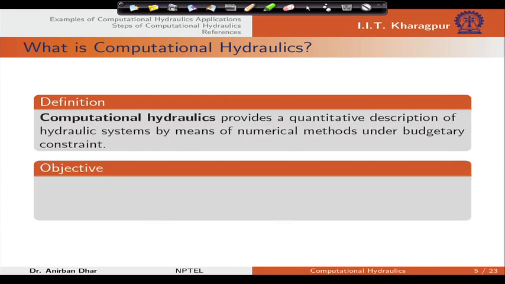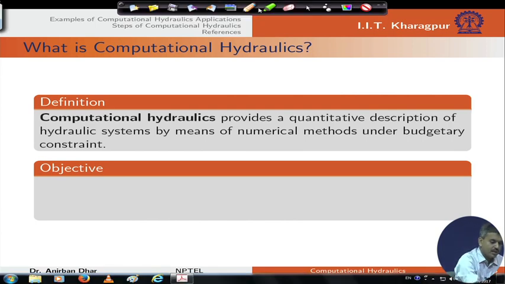Now, what is computational hydraulics? If we consider the definition, computational hydraulics provides a quantitative description of hydraulic systems by means of numerical methods under budgetary constraint. This term budgetary is important because we can have limited computational facility available, and with that limited computational budget, we need to solve the actual physical problem.